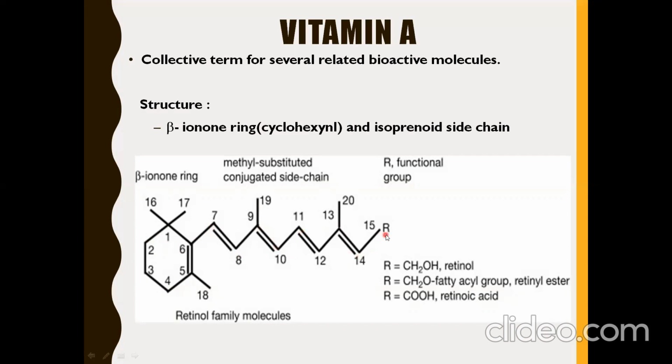As I have told earlier, the isoprenoid side chain is an organic compound having 2 or more units of the hydrocarbon chain, and each unit is composed of 5 carbons. They are arranged in a specific pattern.